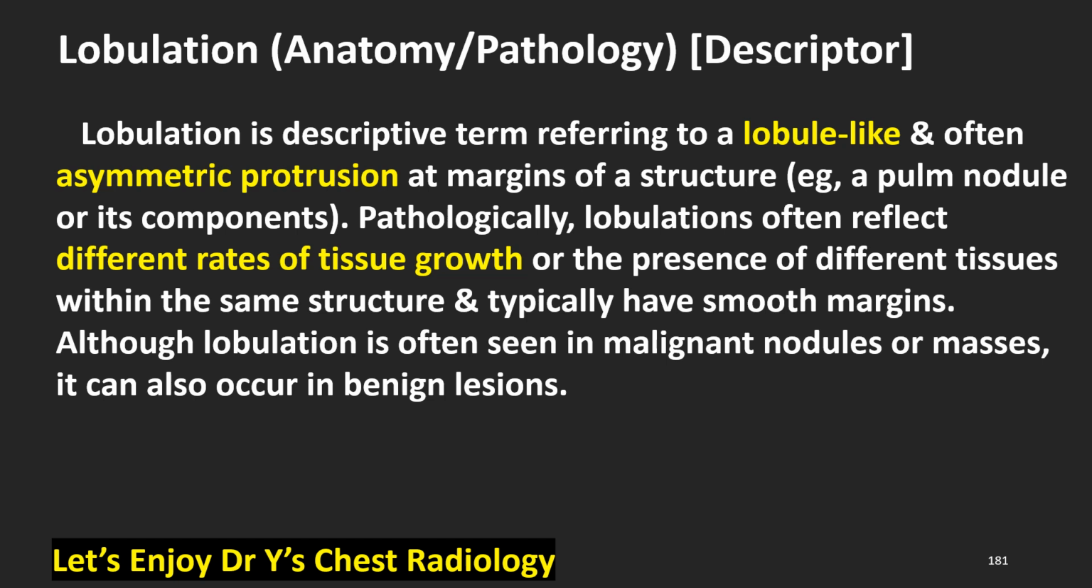Lobulation anatomy, pathology, and descriptor. Lobulation is the descriptive term referring to a lobule-like and often asymmetric protrusion at margins of a structure, for example, a pulmonary nodule or its components. Pathologically, lobulations often reflect different rates of tissue growth or the presence of different tissues within the same structure, and typically have smooth margins. Although lobulation is often seen in malignant nodules or masses, it can also occur in benign lesions.